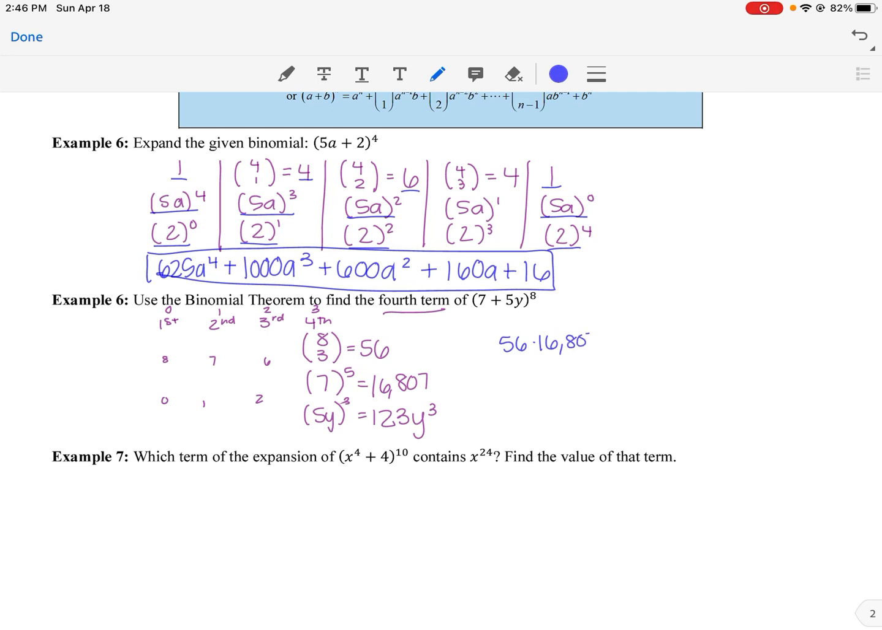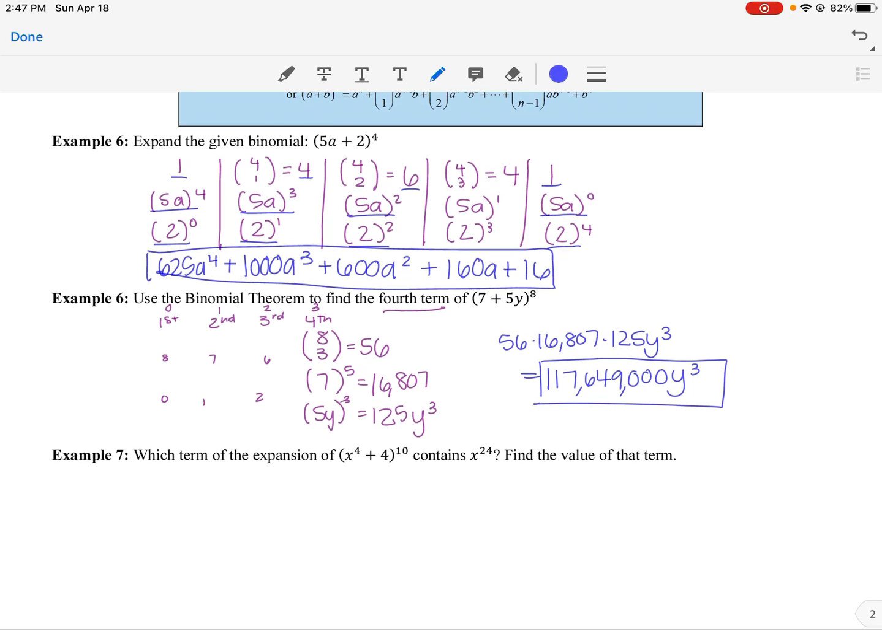To come up with my final term, I'm going to multiply all those things together. 56 times 16,807 times, sorry, that was 125, not 123, y cubed. So let's see what we get. If we multiply all of these together, we end up with quite a large coefficient. We get 117,649,000. So 117,649,000 y cubed is the 4th term.